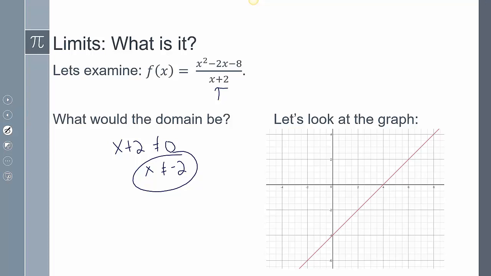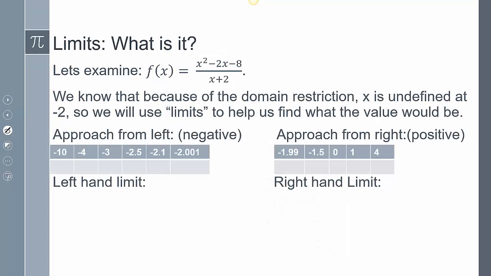Now if we look at it graphically, this function just represents a line. But we said that the domain can't include negative 2, so somewhere here at negative 2, there's going to be an issue. Let's dive deeper into this. Because we know x can't be negative 2, we're going to use limits to help us find what the value would be.